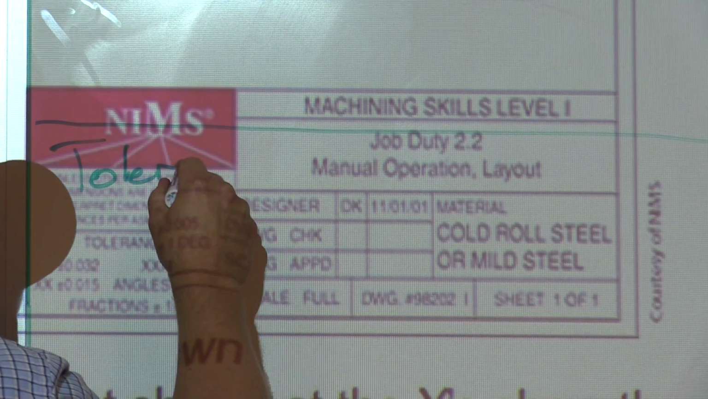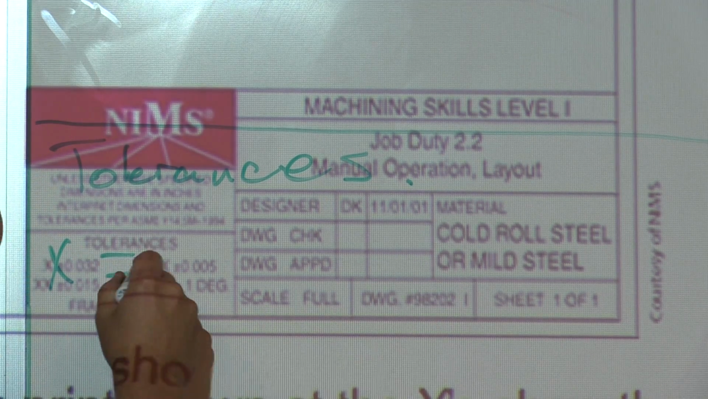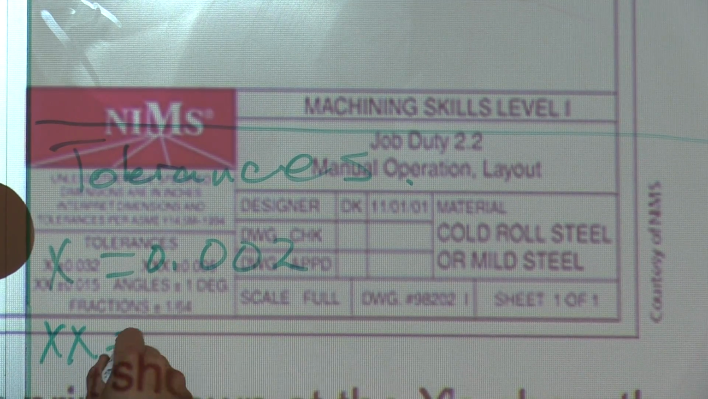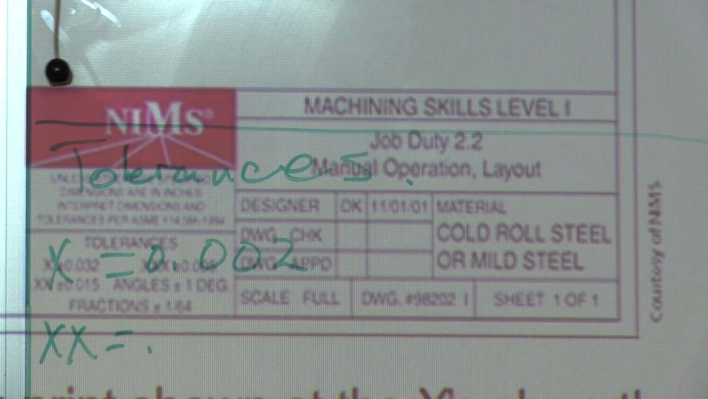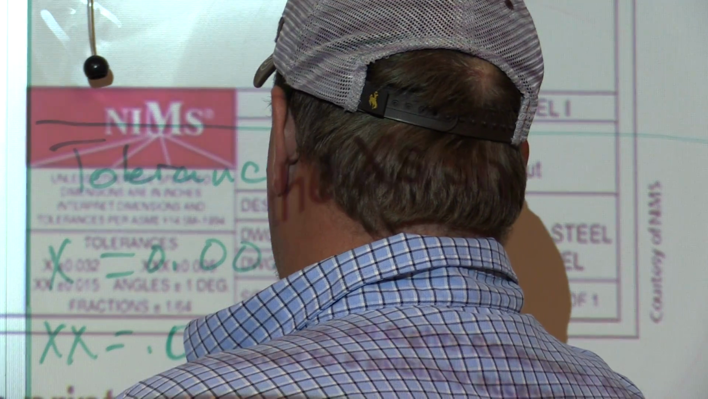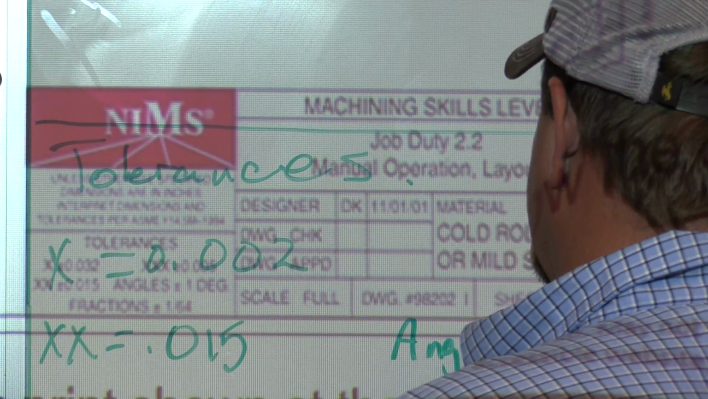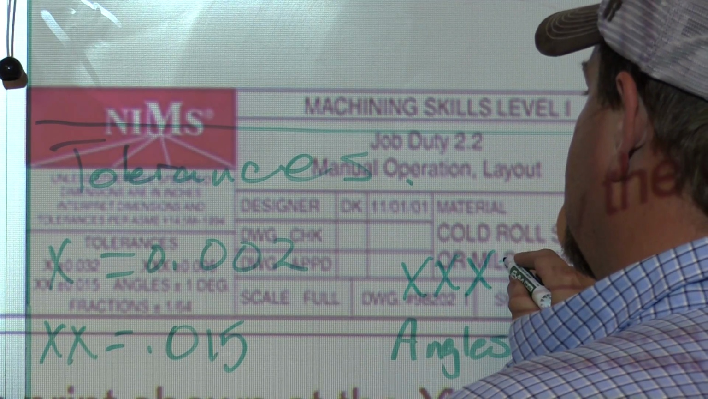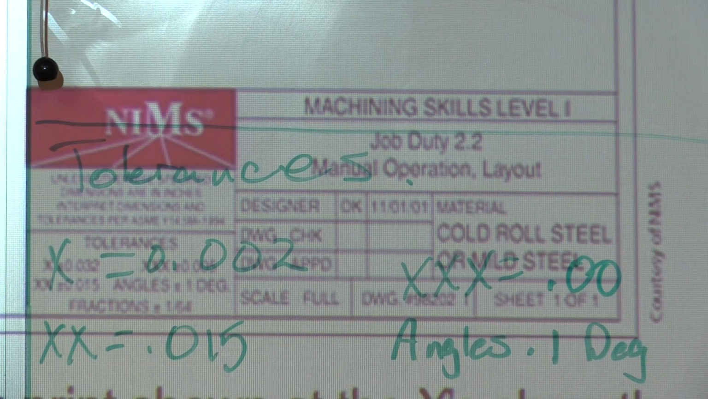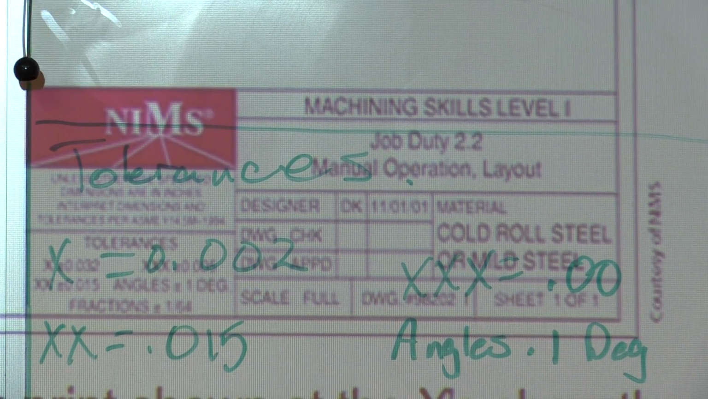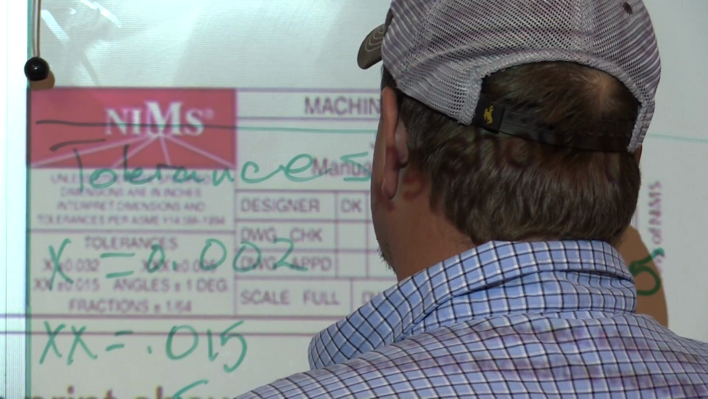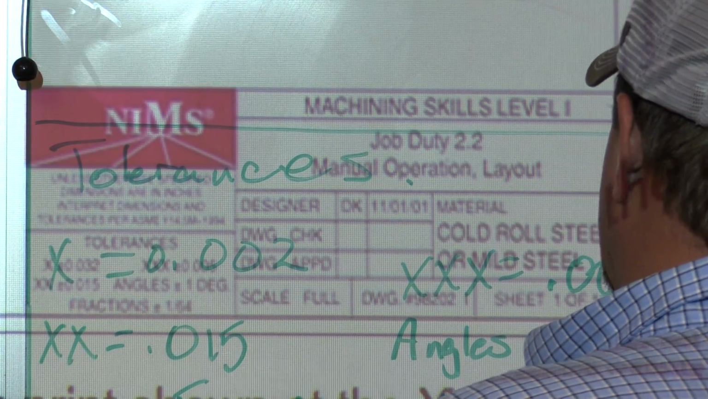So tolerances. What it shows us is X is 0.002. XX is, it's hard for me to see, I've been looking at it so long, 0.015. Down here I can see the angles are 0.1 degree. Okay, and then 3 place X, 0.005, 5 thousandths. Okay, down here it also tells you fractions are to a 1/64th tolerance.